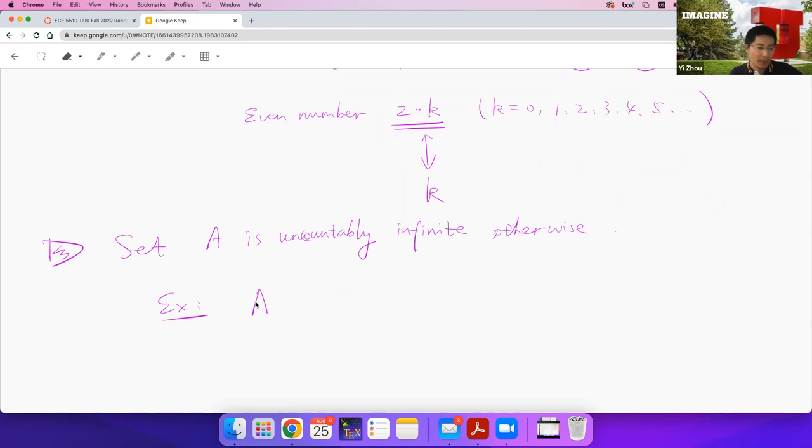Well, the numbers between 0 and 1 is uncountably infinite, right? Because you cannot find a one-one correspondence to the natural numbers.